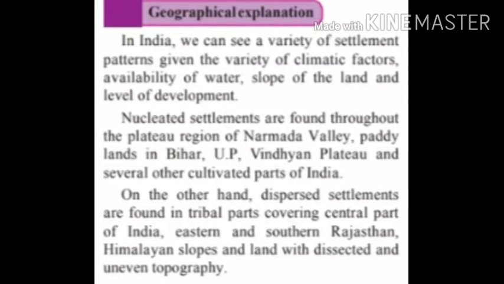We have seen India has 5 physical divisions. As per the physical division and the climatic condition, different kinds of settlement patterns are found. In the river basin areas of Ganga, Narmada, Godavari, etc., nucleated settlement is found. On the other hand, in the hot and arid area, in the Thar desert, scattered human settlement is found. It means settlement is found as per the physical structure of the land and the climatic condition.